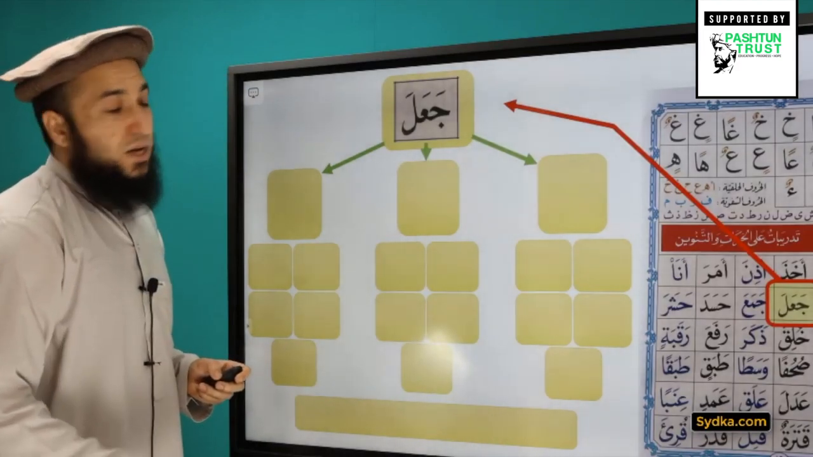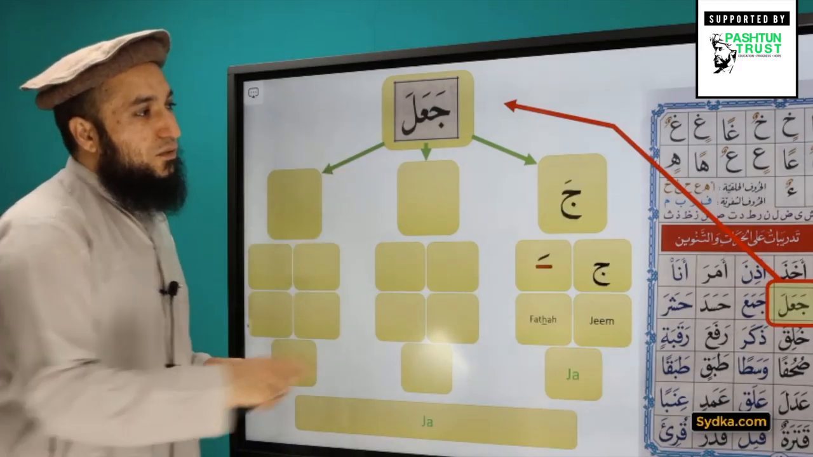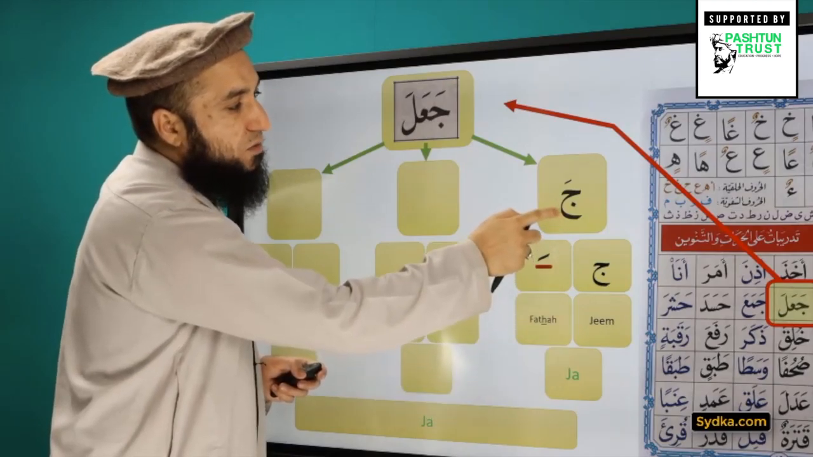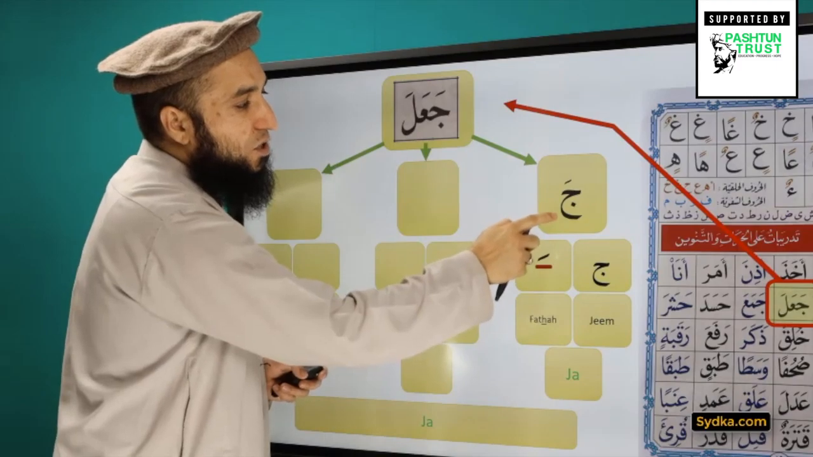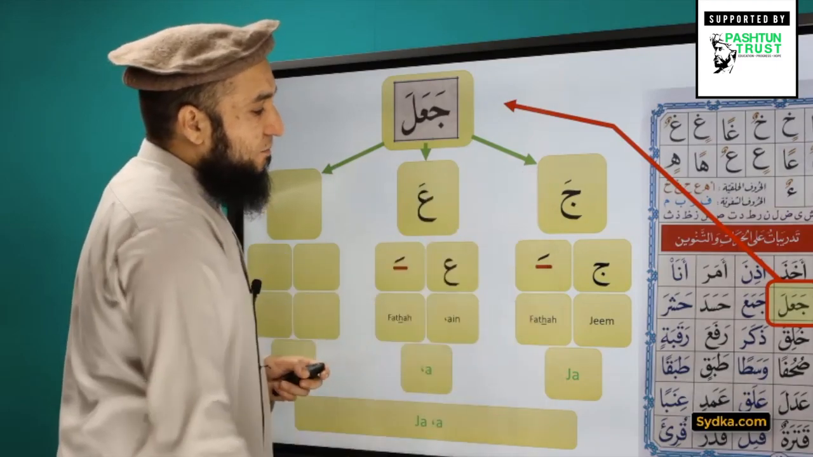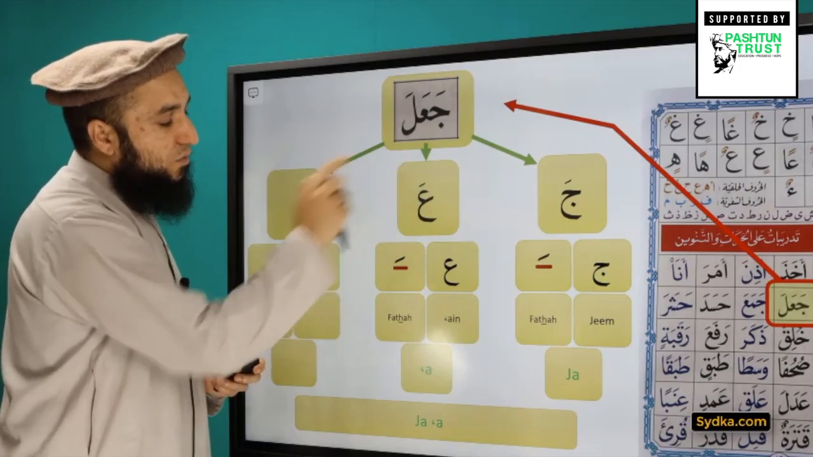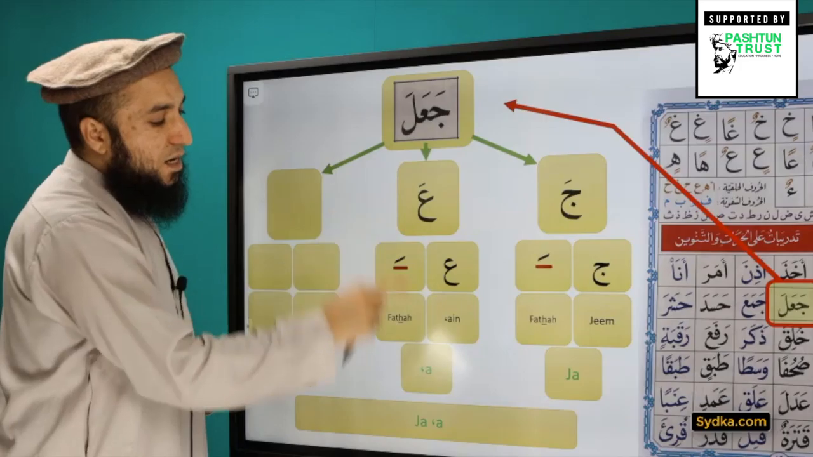So the next word we have is Ja'ala, and it has three syllables. The first syllable is jim fatha ja, and jim is not silent, and we have fatha. Jim fatha ja. The second syllable is ayn fatha a. The ayn is not silent, and we have fatha. Ayn fatha a.